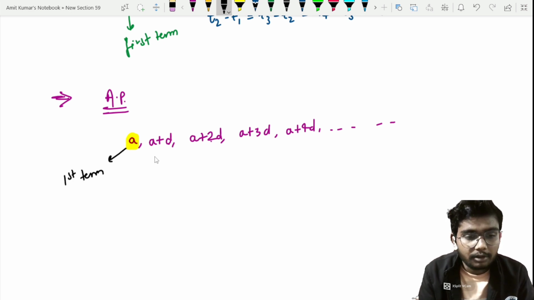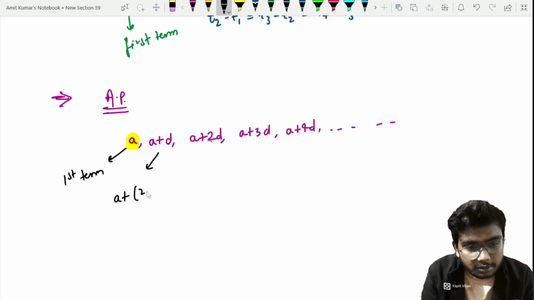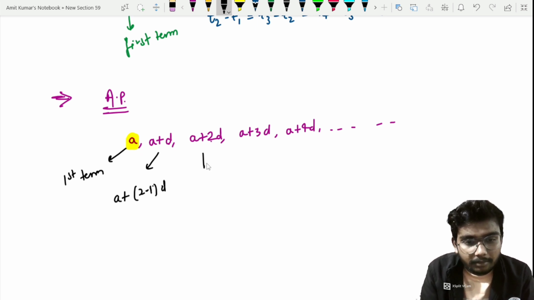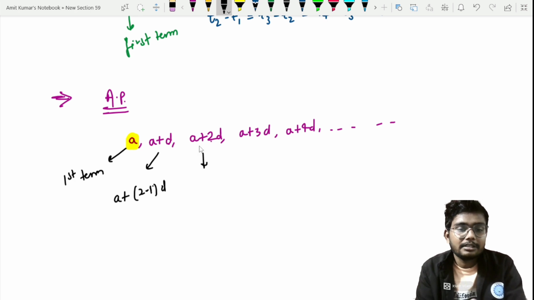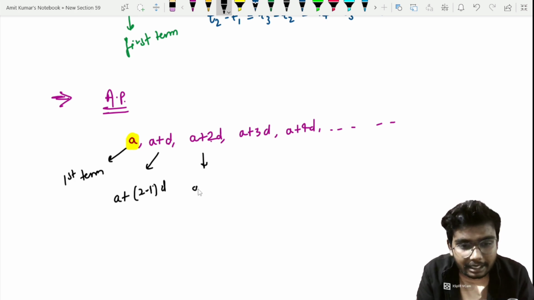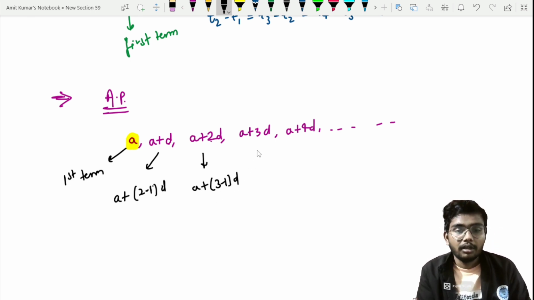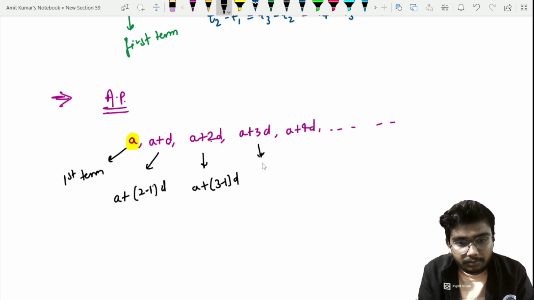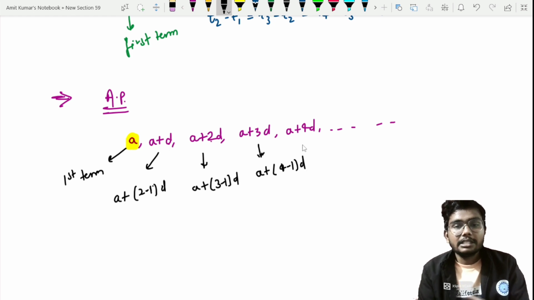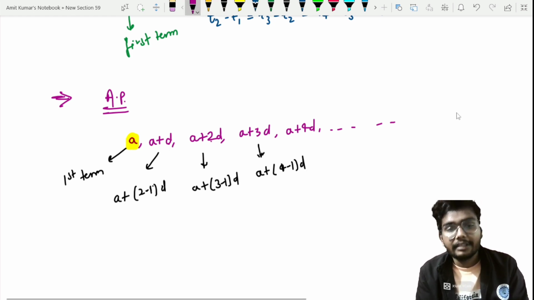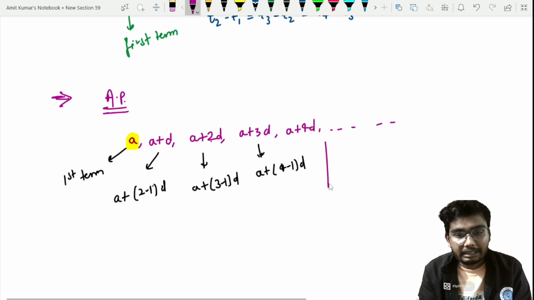If I am talking about the second term, what is the second term? a plus 2 minus 1 into d. Is it in this format, right? From here you can see that this is our third term, and it has been written as a plus 3 minus 1 into d. This fourth term has been written in this way, like a plus 4 minus 1 into d.